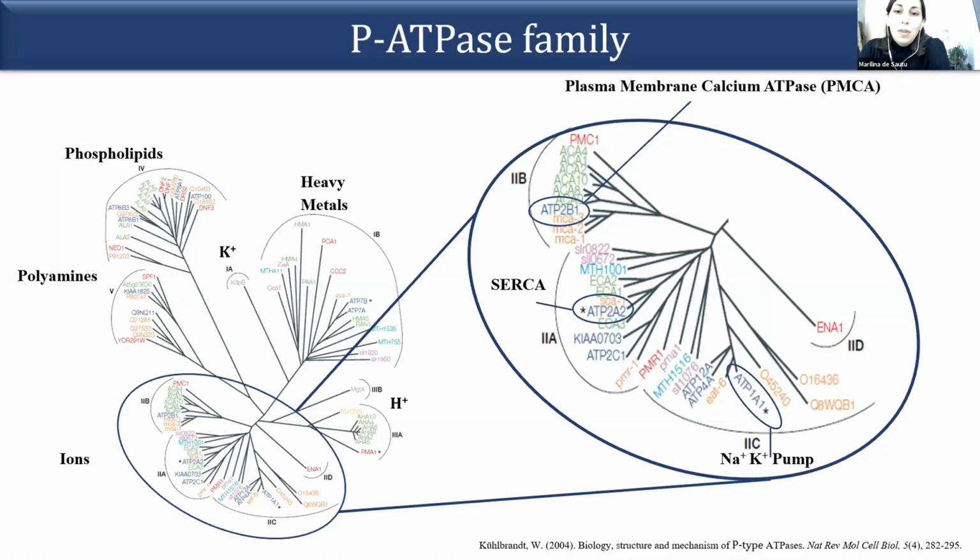So P-type ATPases are essentially primary active transporters of ions, polyamines, and phospholipids. There are 5 subfamilies, and among others, type 2 includes the sarcoplasmic reticulum calcium ATPase, or SERCA, the sodium potassium ATPase, and the plasma membrane calcium ATPase, or PMCA. These proteins are highly similar, and the transport mechanism of these P-ATPases involves the hydrolysis of ATP and the autophosphorylation of the proteins that leads to the translocation of ions against their concentration gradient.